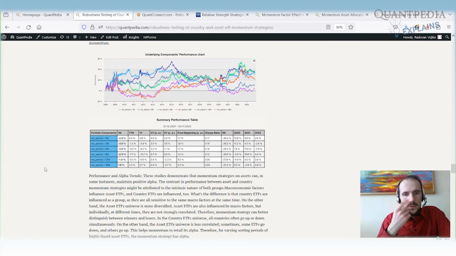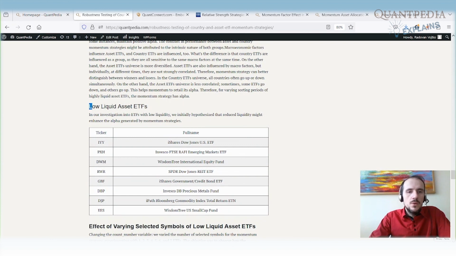So we tried different sorting periods, and once again, all of the sorting periods had the outperformance. The per annum outperformance was from 0.3% until 1.8%. Alpha was significant compared to our momentum using just country ETFs. Then we tried ETFs with a low liquidity.